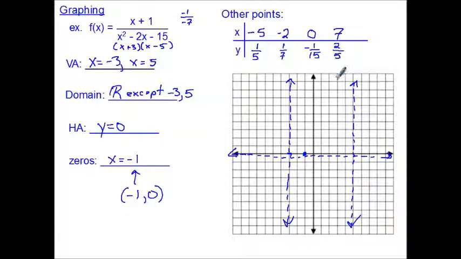Alright, so now we can just basically plot out these points. The -5, that's 3, 4, 5, now +1/5, just right there. Okay, -2 gives me a +1/7, so I'm sitting about right there. Alright, 0, -1/15, so just barely below. And then the 7, 2/5, so out here to 7, and then 2/5 is not very high, but there it is.